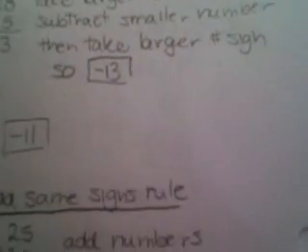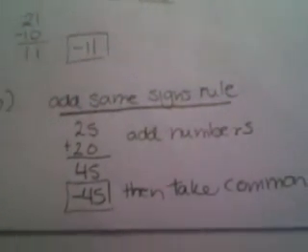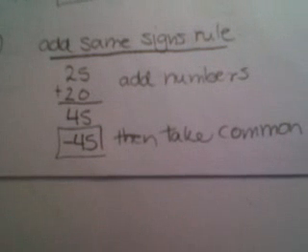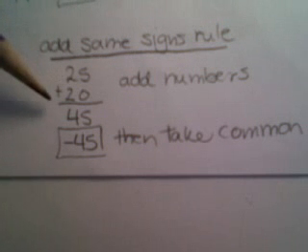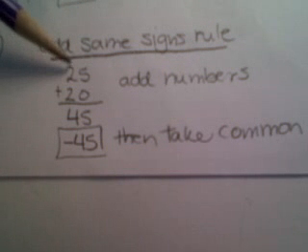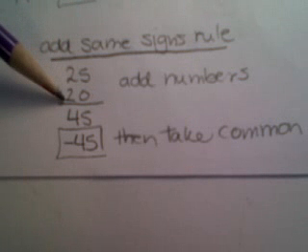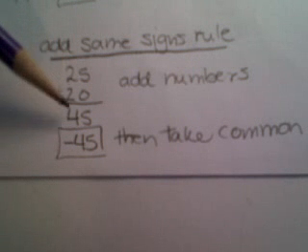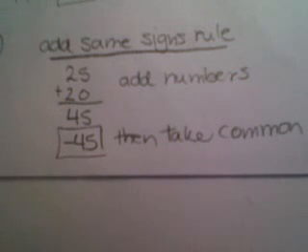And the next one is the adding same signs rule, so that would be 25 plus 20. The numbers have the same sign, they were both negative, so we add these, we get 45, but since both of those signs were negative, this will be a negative 45.